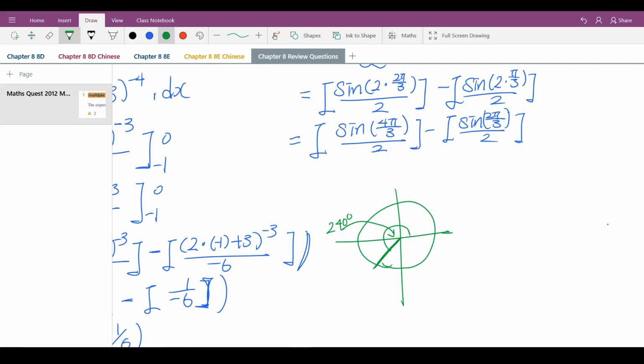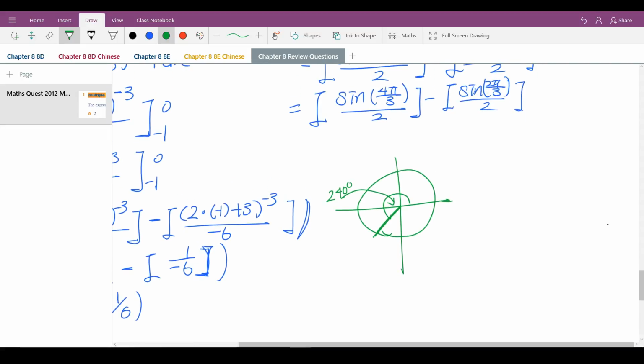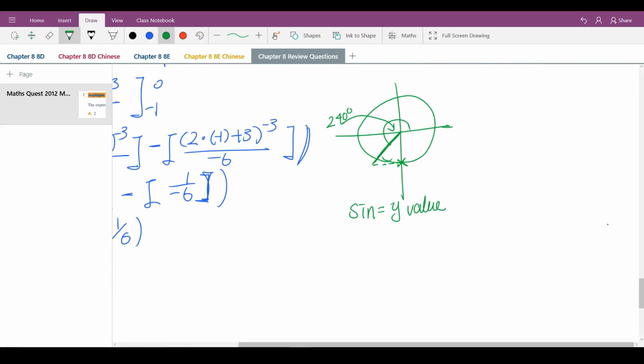Alright, and now we know that when we're looking for sine, it represents the y value in a unit circle. So the y value is over here, and we know the y value is negative. Alright, so we'll put a negative sign.